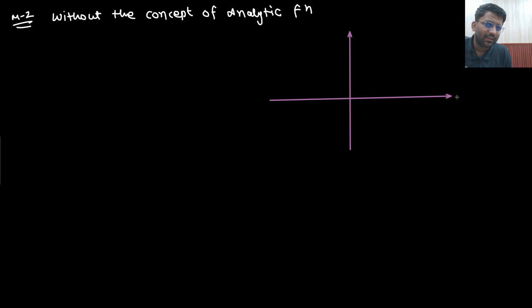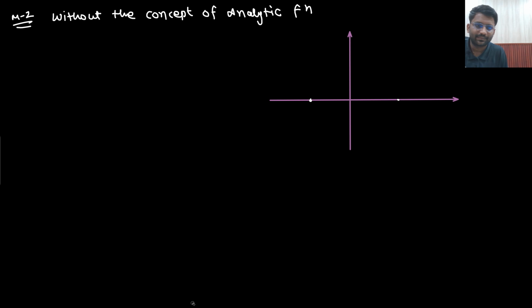What is the meaning here? Without the concept of an analytic function means that now you will move along the curve C only, or contour C. I have the habit of calling it curve C, but here they will be using the word contour C. So along this contour you will move.